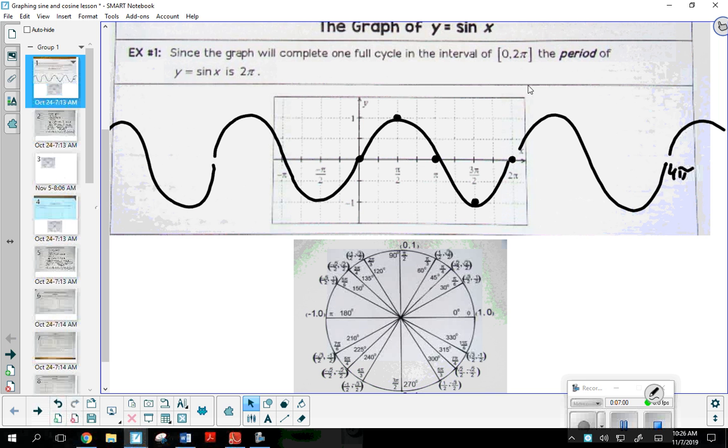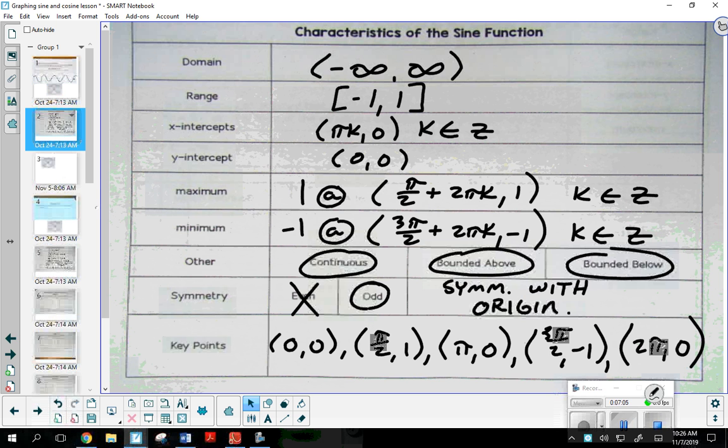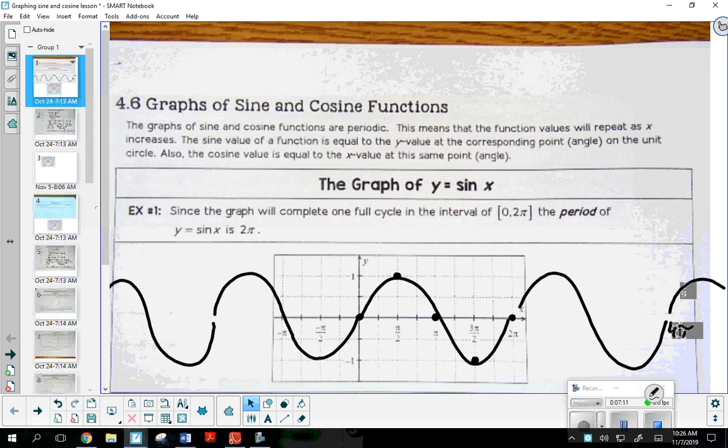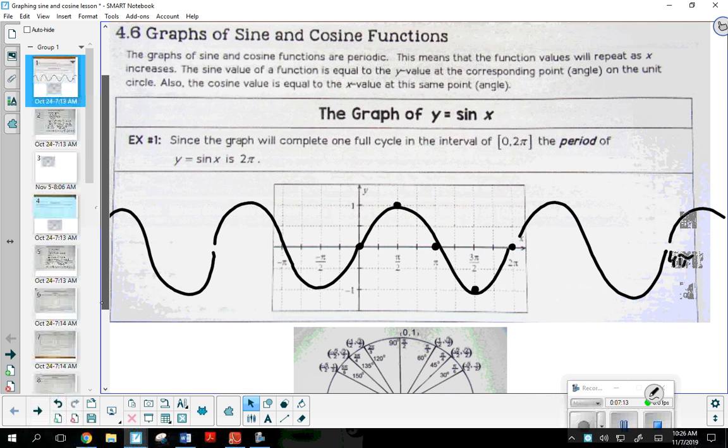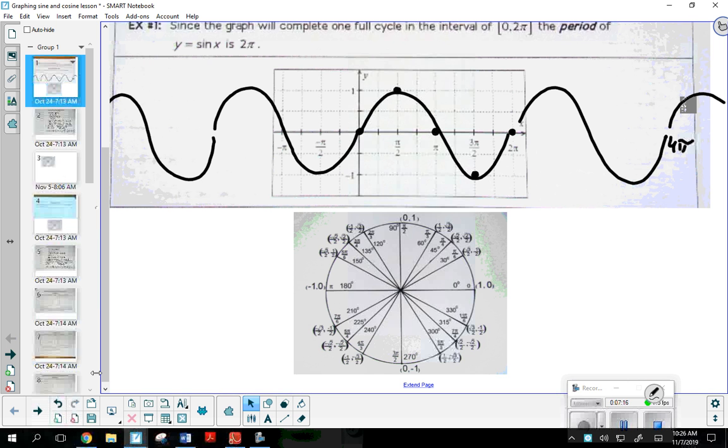So hopefully that information that you were copying down the other day, this one right here, like the first thing we have is that the domain is all reals. Well, looking at the graph, it does extend forever in both directions, but why is this? How does it connect to the unit circle? To answer that question, let me bring up another question. Why do you think it repeats every 2 pi radians? That's one revolution on the unit circle.